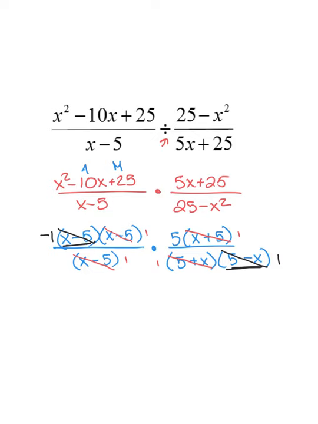I always put my negative on the top. So now if I multiply across the top, -1 times 1 times 5 times 1, that's -5. And if I multiply across the bottom, 1 times 1 times 1 is just 1. So you could technically write this as just -5.